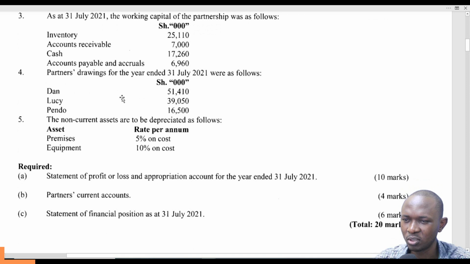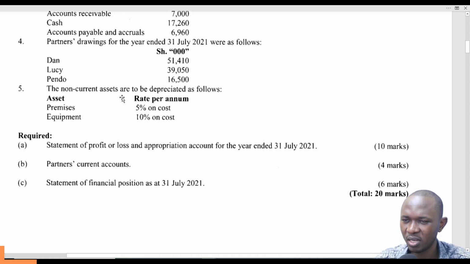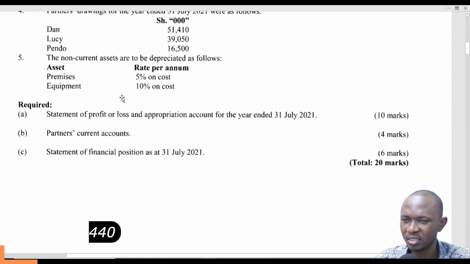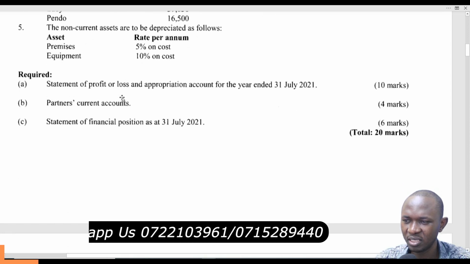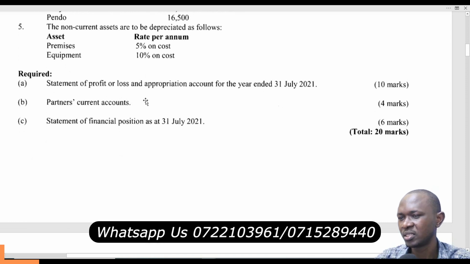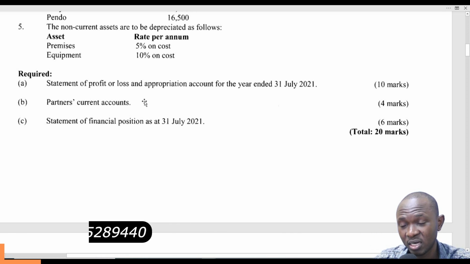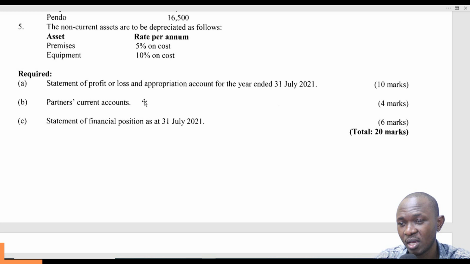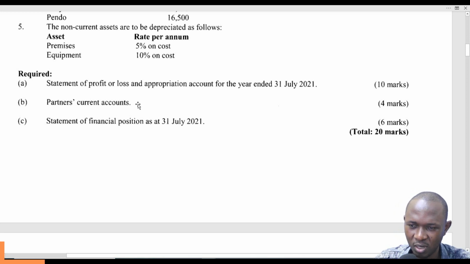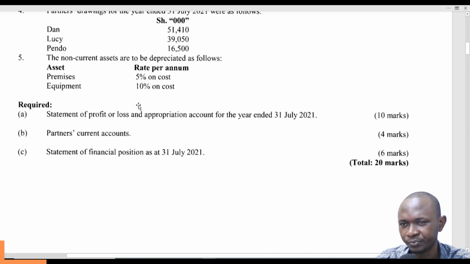As at 31st July 2021, the working capital of the partnership was inventory, accounts receivable, cash, and accounts payable and accruals. Partners' drawings for the year ended 31st July 2021 were given for Dan, Lucy, Pendo. Non-current assets were depreciated at the rate of premises 5% on cost and equipment 10% on cost. We are required to come up with a statement of profit or loss and appropriation account for the year ended 31st July 2021 and the partners' current accounts. A statement of financial position as at 31st July 2021 is also expected from us at 6 marks.